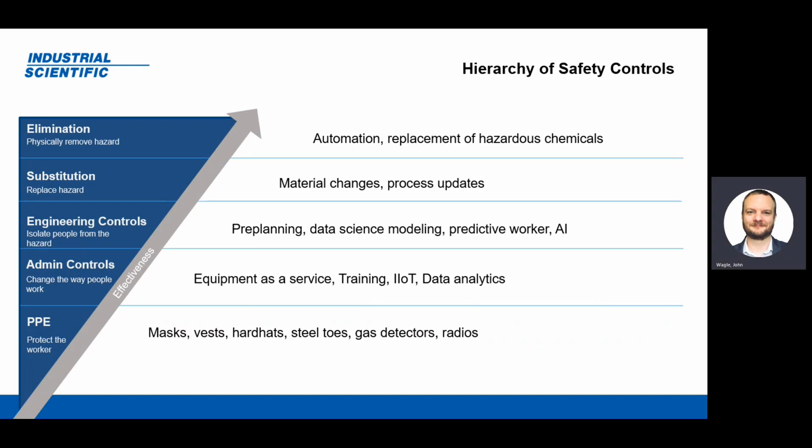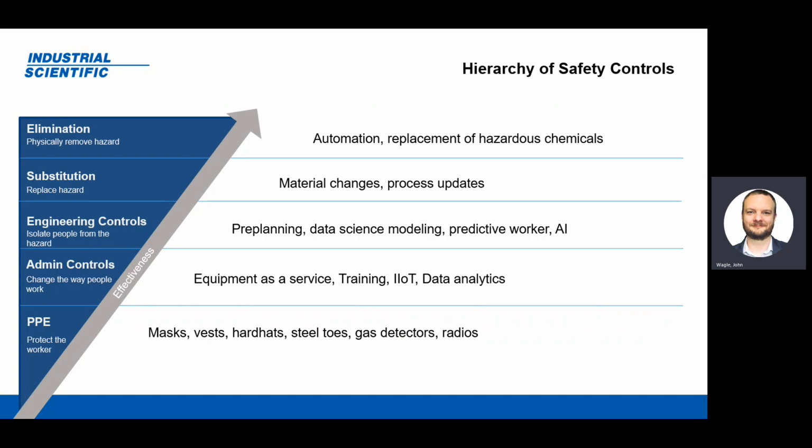So in light of the previous slide, I'd like to just show the hierarchy of safety control, something I'm sure we're all rather familiar with. At the bottom is PPE, and ironically, this is where everyone tends to spend the most amount of time and money. However, it's also the least effective. The reason for this is PPE, by definition, can only start working once something has already gone wrong.